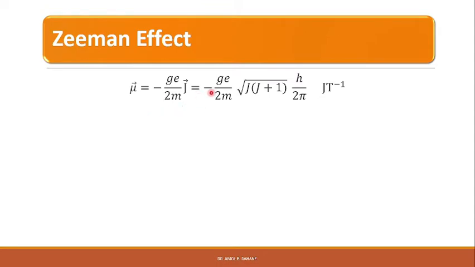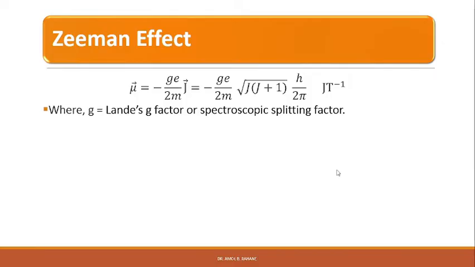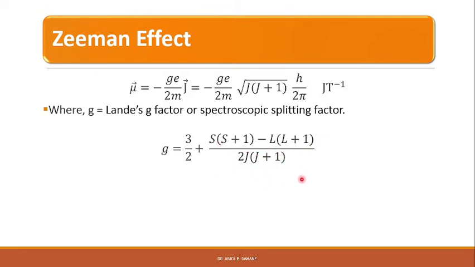However, quantum mechanics indicates that the electron is not a point charge, and a more exact expression can be written as mu vector is equal to minus g e upon twice m into J vector, which is equal to minus g e upon twice m into J into J plus 1 times h upon 2 pi, right? That means the angular momentum is quantized, and this g is a purely numerical factor called the Landé g factor or spectroscopic splitting factor. This factor depends on the state of the electron in the atom and is given by g is equal to 3/2 plus S into S plus 1 minus L into L plus 1 upon twice J into J plus 1. In general, g lies between 0 and 2.